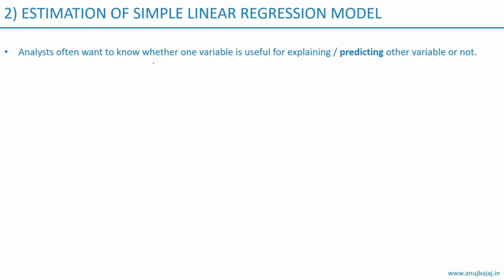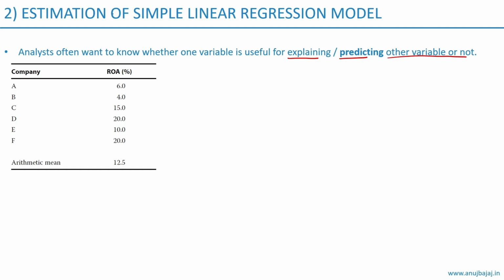Analysts often want to know whether one variable can be used to explain or predict another variable or not. So for example, the analyst collects the data of the return on assets for 6 companies, and wants to know why the ROA differs among the companies. He could compare the ROA of each company, say he compares the ROA of company A with that of company B and figures out why there is a difference between the two ROAs. He can compare the ROA of company D with the ROA of company F and find out why there is a difference.